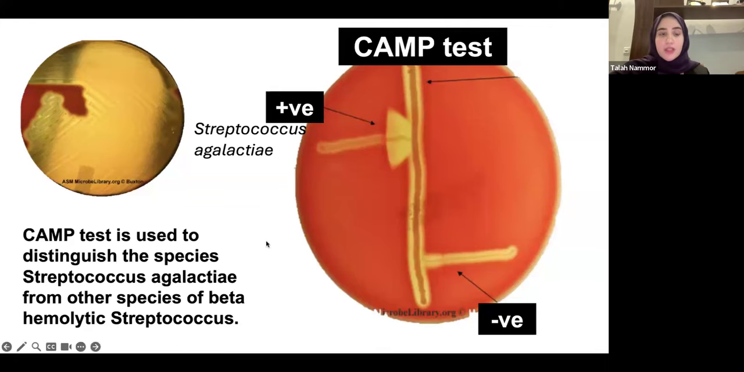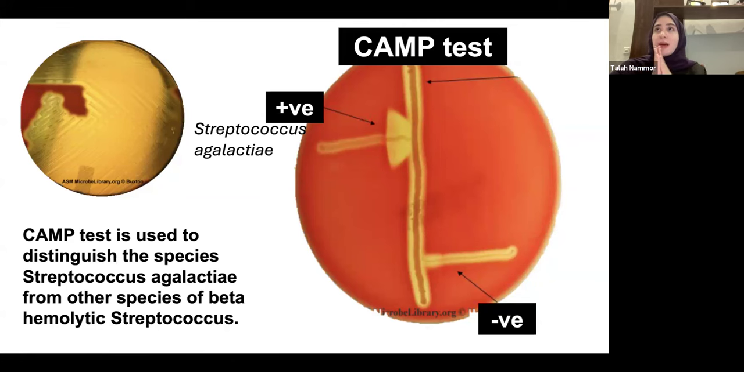Is that clear? Is the CAMP test clear? So if the CAMP test is positive, we think of Streptococcus agalactiae. It's like an additional exam. So basically, extra hemolysis, exactly. When extra hemolysis happens when it meets Staph aureus, this is Streptococcus agalactiae. And this is just a test that further proves that it's Streptococcus agalactiae.